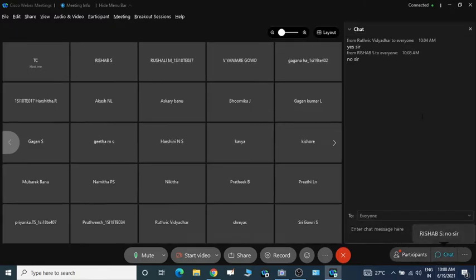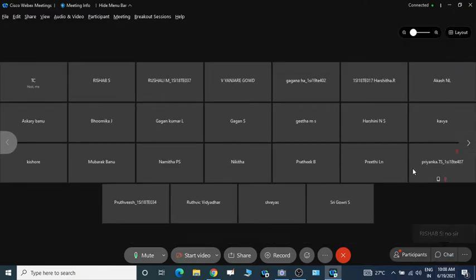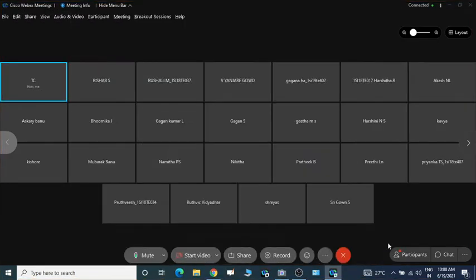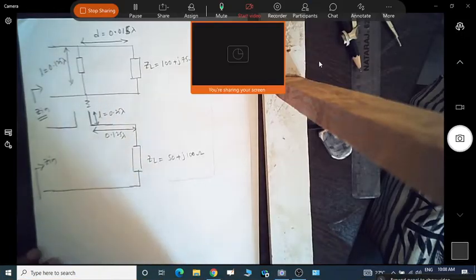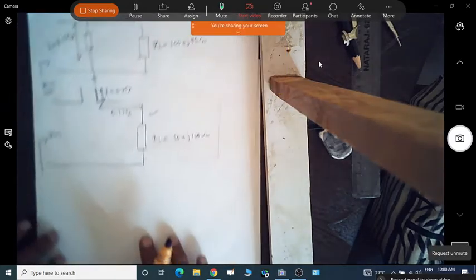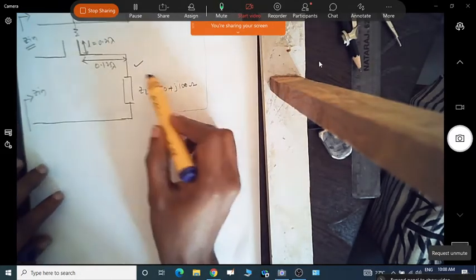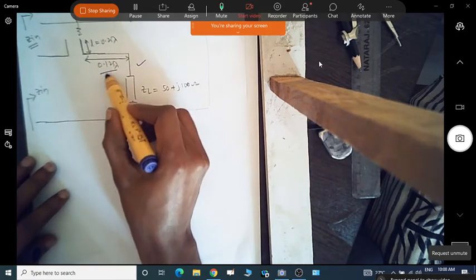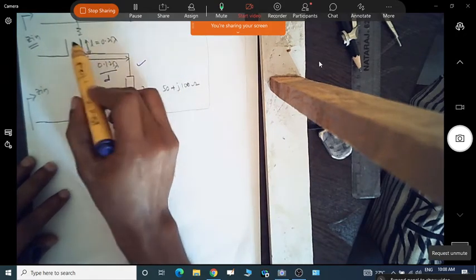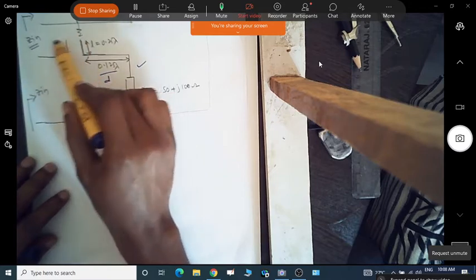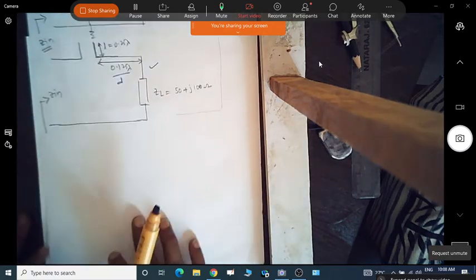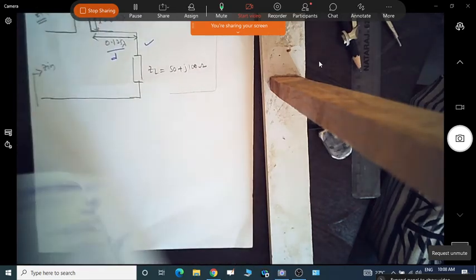Okay, so let us try to do it. Only one problem I will show you, then later we will move to the next one. So now let us take this one. We have the load impedance and the distance which is given, d equal to 0.125 lambda, and the stub is an open stub that is connected in series. Now let us take this problem and try to do it.